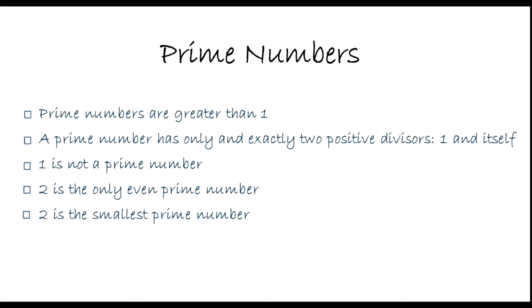We have to remember some information about prime numbers. First, prime numbers should be greater than 1. So 1 is not a prime number. A prime number has only and exactly 2 positive divisors. Those are 1 and itself. 2 is the only even prime number and 2 is the smallest prime number.